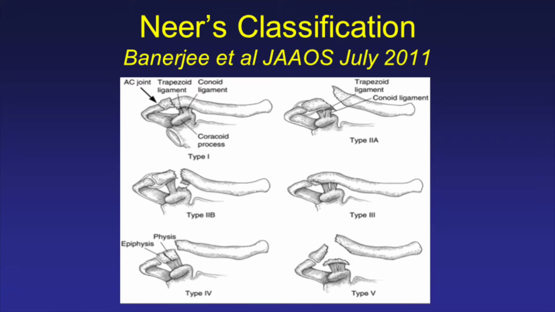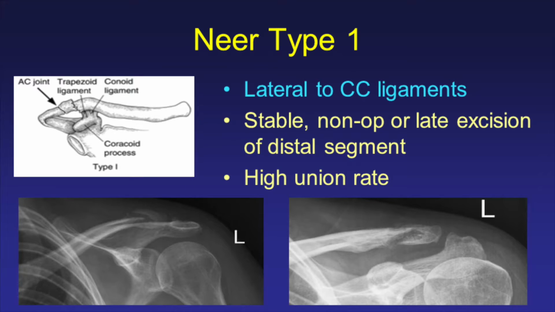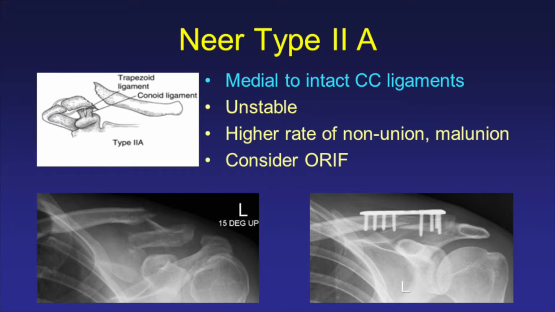The Neer classification is a lot more complicated, but it helps us go through the anatomy, and I'll just go through each one of these, types 1 to 6, quickly, and give you an idea of how it pertains to surgery. So the Neer type 1 is a fracture lateral to the coracoclavicular ligaments. It's a stable fracture, and we can treat it non-operatively or with late excision of the distal segment, and it has a high union rate. The type 2s are displaced fractures, medial to the coracoclavicular ligaments. This is unstable with a high rate of non-union, and it is preferable to operate on these.